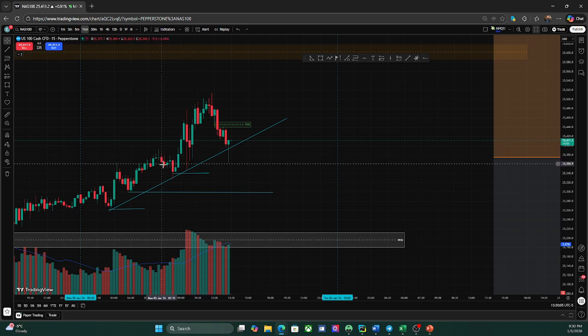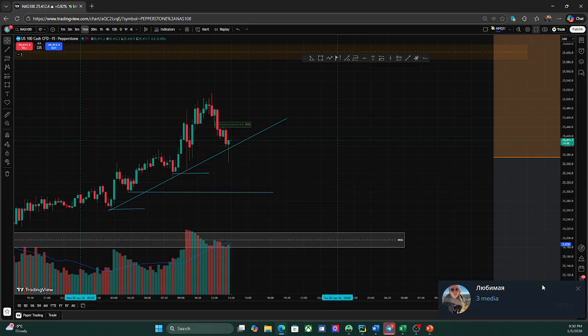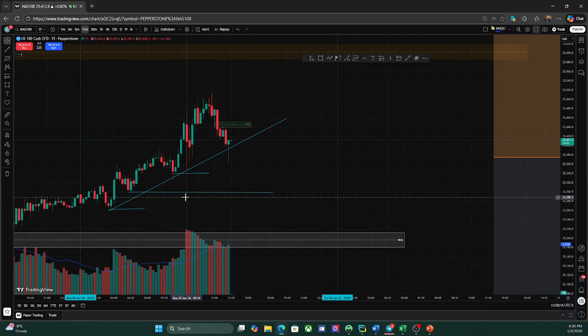But as you can see, there is not a lot of volume, and this is because it is the first week of January. So probably next week we'll have more volatility.